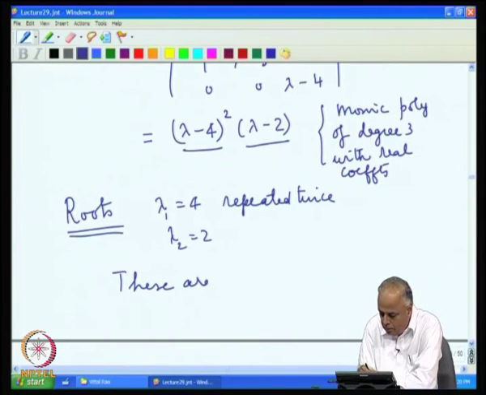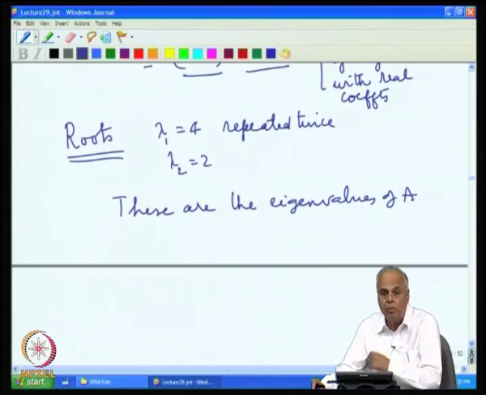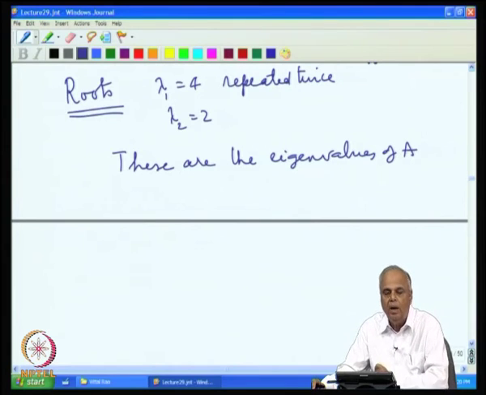So, these are the eigenvalues of E. Therefore, we must remember that if we are dealing with real matrices and we are dealing with real diagonalizability, then we are looking for real eigenvalues. Let us look at another simple example.